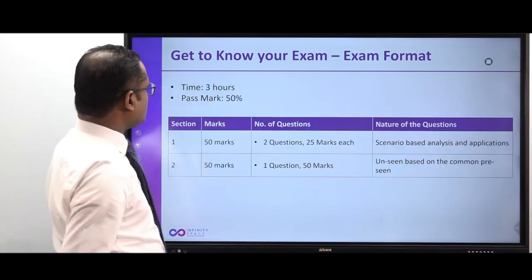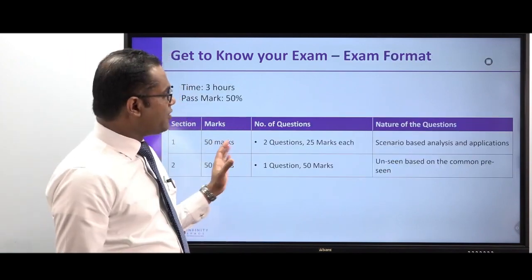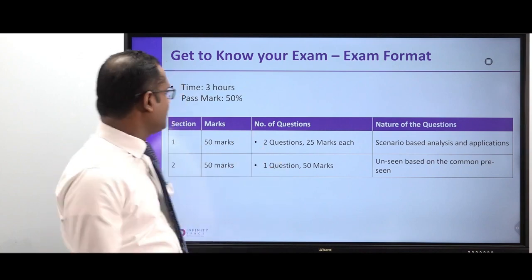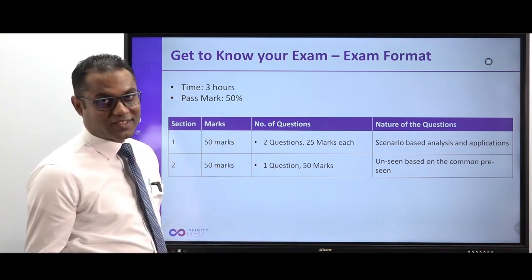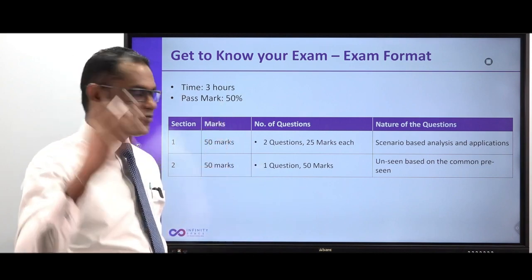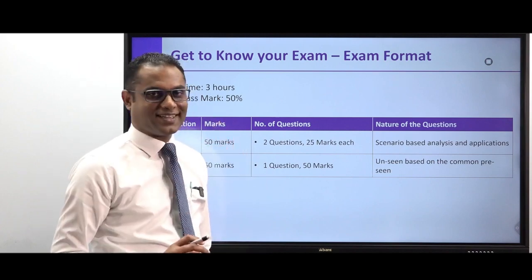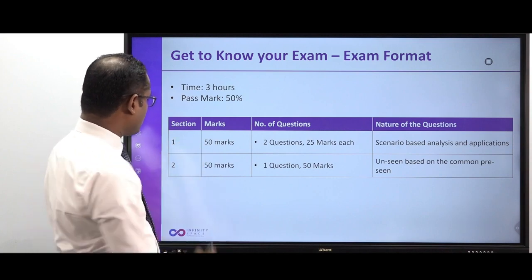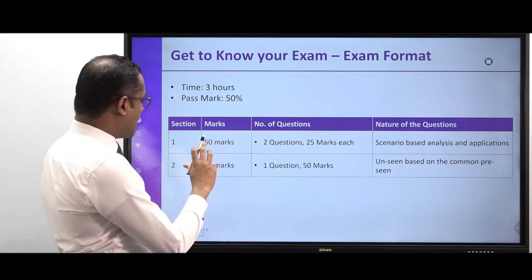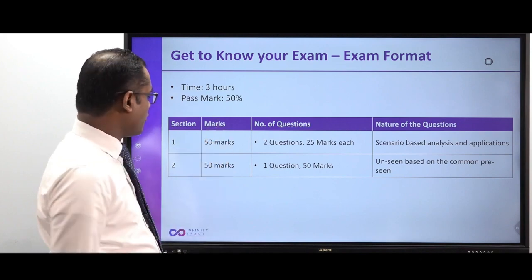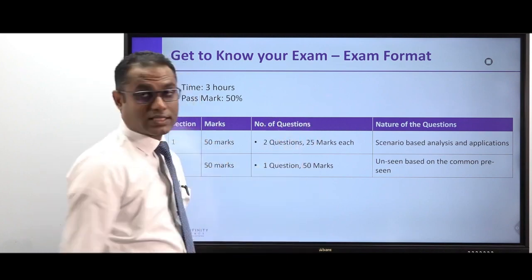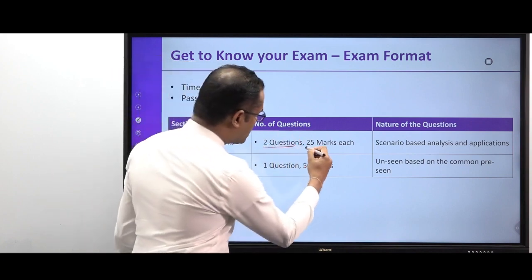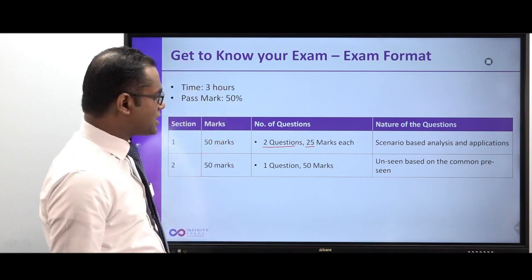Moving on. Thereafter, you should also be aware of the exam format, how your paper structure is, right? So it's a 3 hour paper, the pass mark is 50%, but don't target 50, target 90, then at least you'll end up getting 50. Right? Then if you look at the structure of the paper, there are two sections, section 1 and section 2. The marks allocation is 50 marks for the two questions in section 1, which means section 1 consists of two questions, each carrying 25 marks. So that's how these 50 marks are made up.